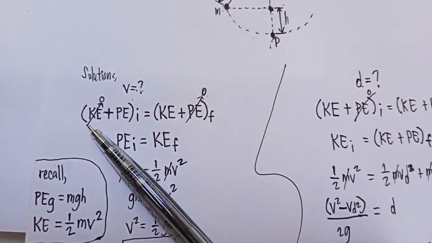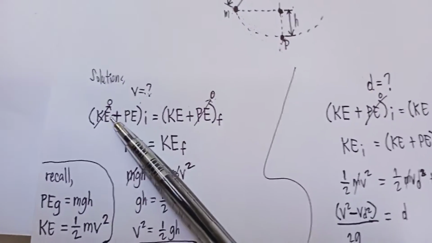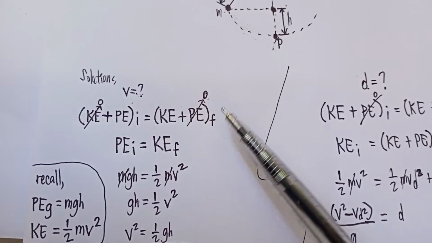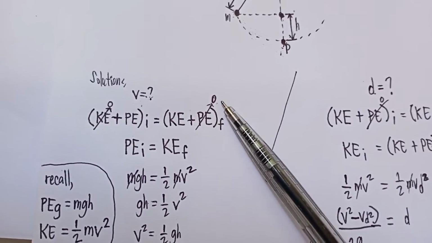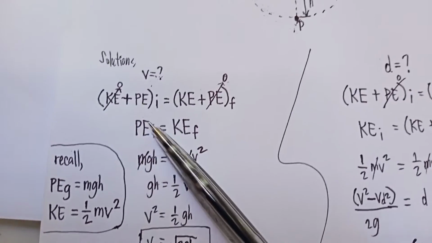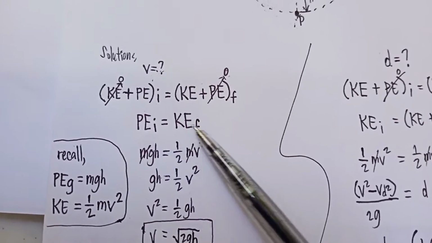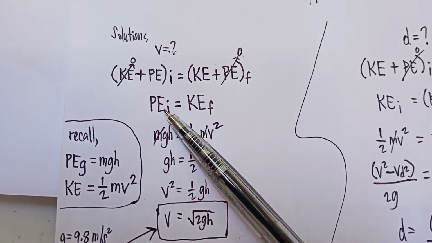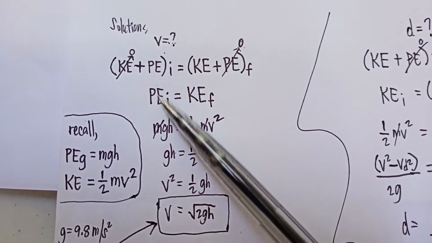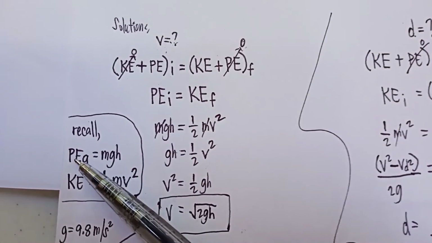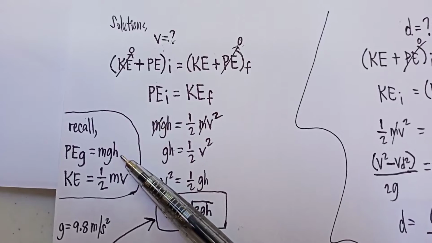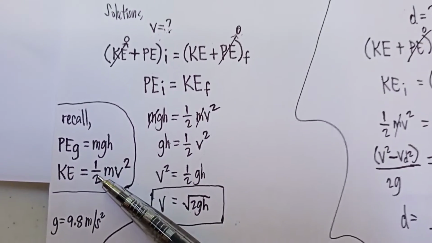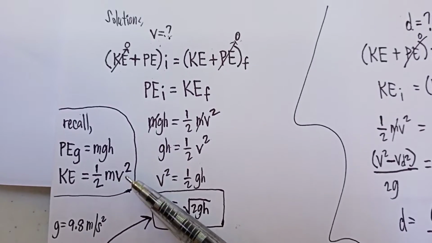So since ang initial kinetic energy is 0, so we expect nga final potential energy is 0 pod. So cancel out sila duha. Then the remaining is initial potential energy equals final kinetic energy. PE, ang iyahang equivalent is gravitational potential energy equals mgh. So mgh equals kinetic energy, which is equal to 1/2 m v squared.